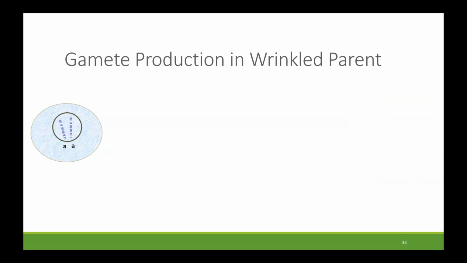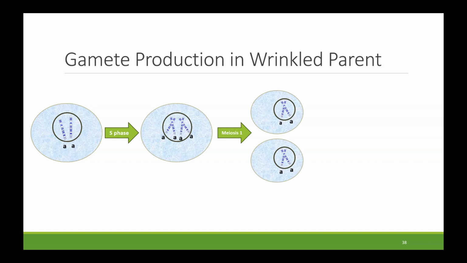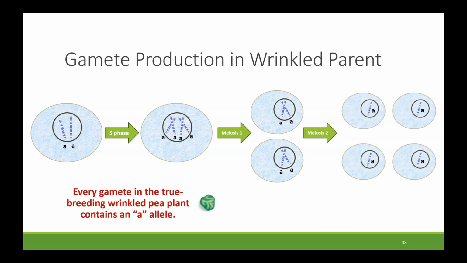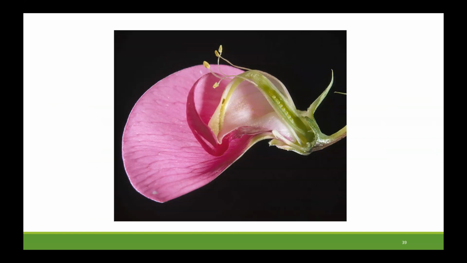And then when it comes to the other parent, the one with the wrinkled phenotype, this parent starts out with a pair of chromosomes that both have the little a allele, the recessive allele, and this allele will be doubled when the cell goes through S phase, and then the chromosomes get separated in meiosis 1, and then they get pulled apart again in meiosis 2. So consequently, all of the gametes in the wrinkled pea plant contain the lowercase a recessive allele. And again, this means that for the second parent, every single one of the female gametes in the ovary, and also all of the male gametes in the anther, contains the recessive allele.